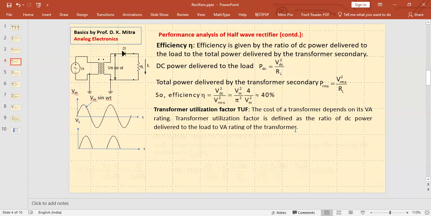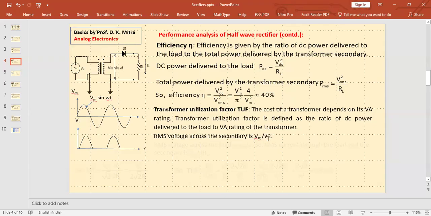On the efficiency side, we have seen the efficiency is the ratio of power delivered to the load divided by power delivered by the secondary. And the transformer utilization factor is the ratio of power delivered to the load divided by the VA rating of the transformer. Because the VA rating of the transformer is not always the same as the power delivered by the secondary, PRMS. And since the cost of the transformer is related to its VA rating, there is another factor. And what is this factor? Let us see.